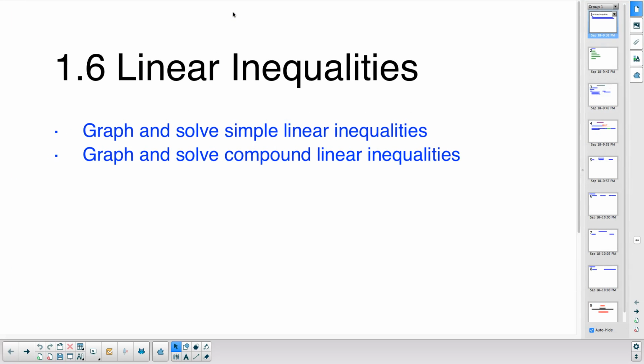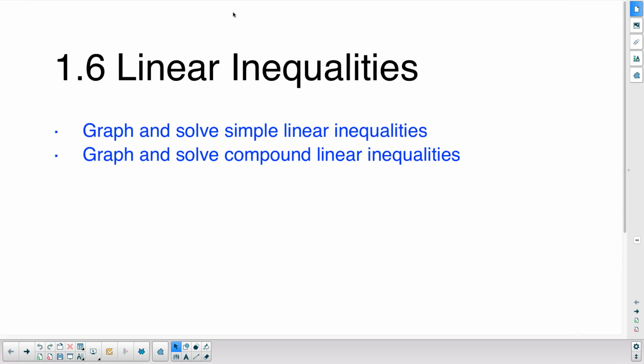All right, so we're going to continue on with 1.6 today. Then tomorrow we'll hit up 1.7. And then we'll review on Friday for your test, which is going to be on Monday. So we're going to talk inequalities today.